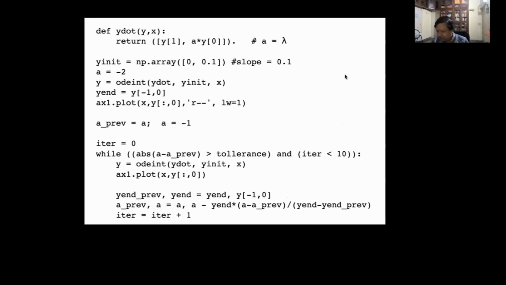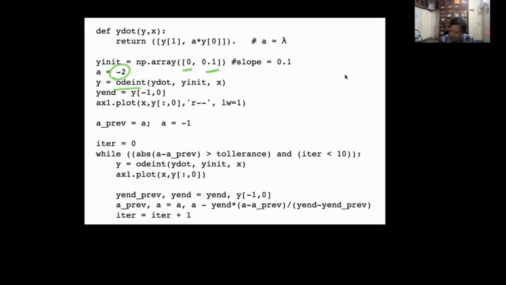By the way, please remember for this problem, my only unknown is lambda. It should be the correct lambda, but the slope can be arbitrary. So I choose the slope. I'm again going to use odeint, and the initial value is 0, and the initial slope is 0.1. My starting point is -2 for a.